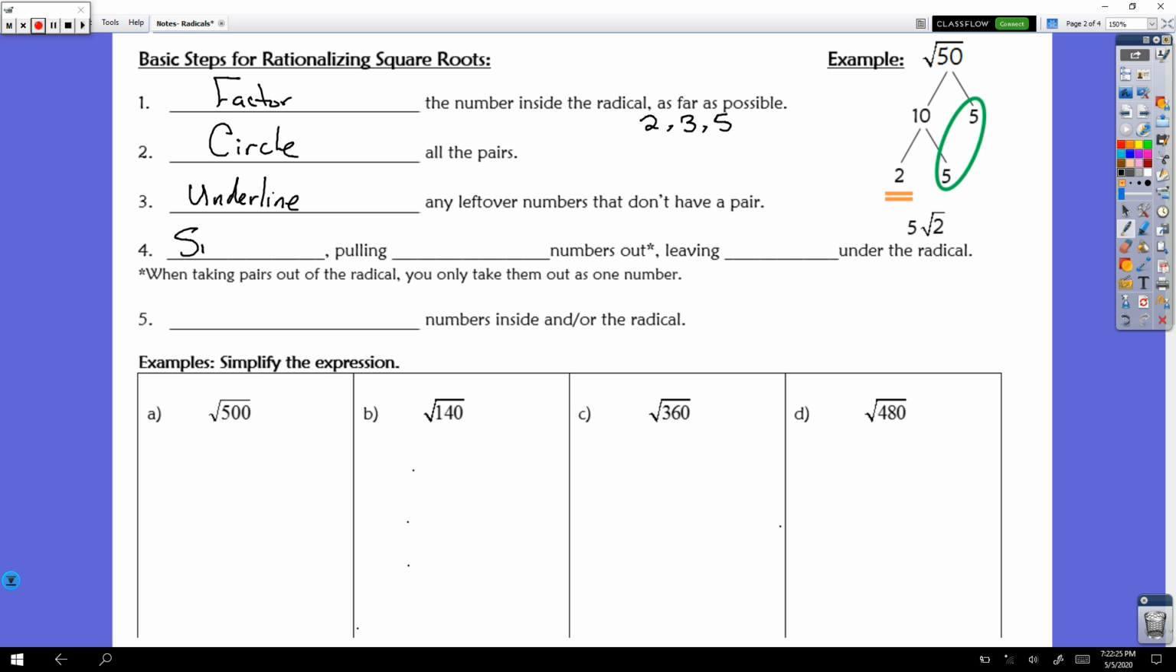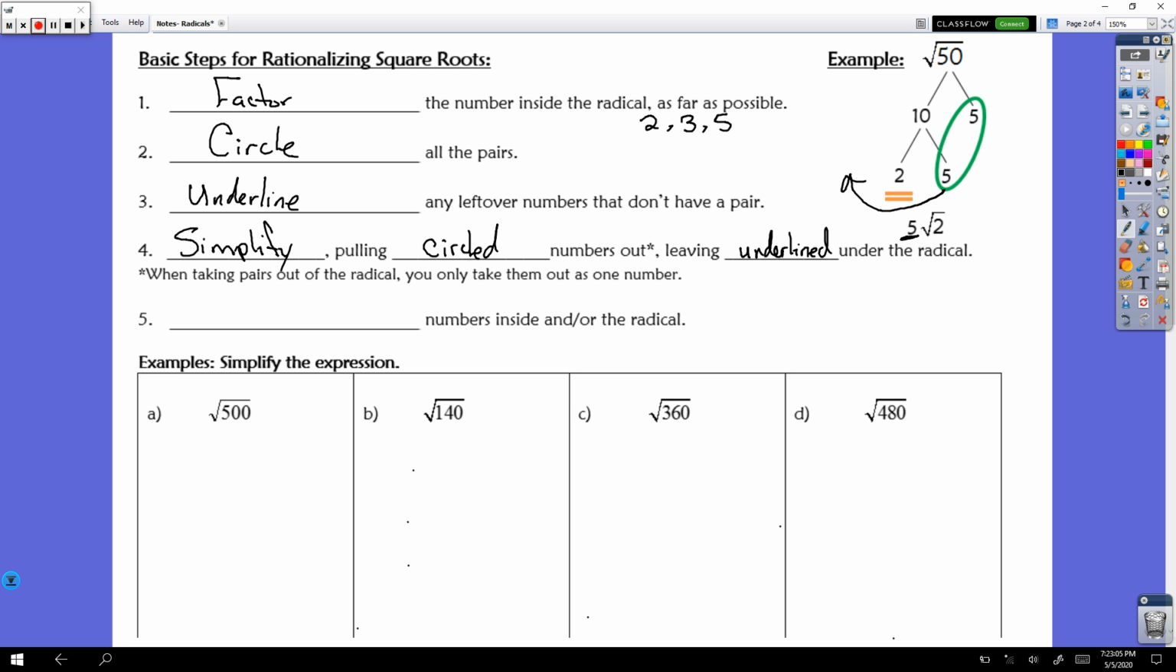Then we simplify. I simplify by pulling the circled numbers out, and then we're going to leave the underlined numbers under the radical, inside the square root. Now, when we take out the circled numbers, we're taking out those pairs, you only take them out as one number. So if I look at the example that's up here, we circled the pair of 5s, right? So when I take that pairing out front, I only take it out as one 5, because I have one group of 5s.